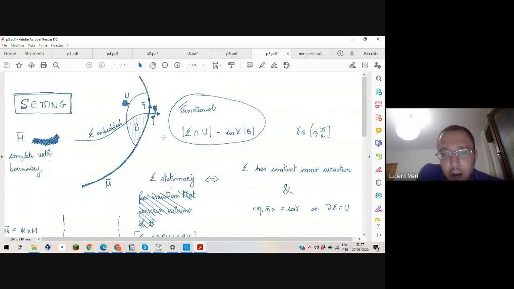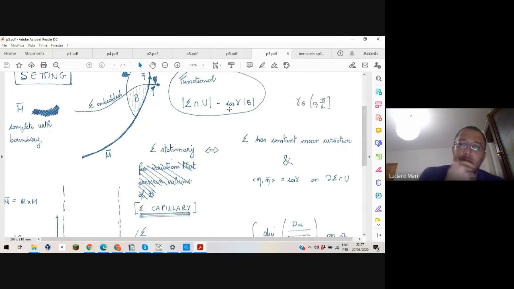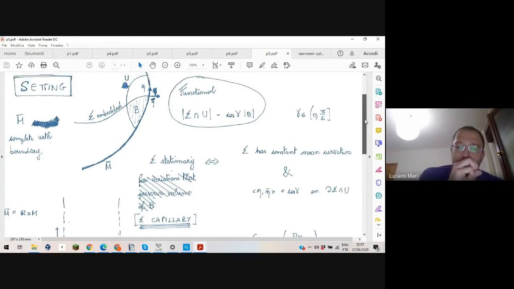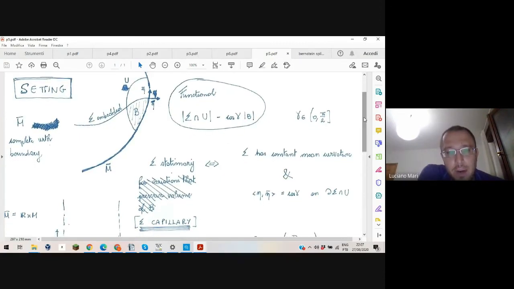And we can consider the functional measuring the area of sigma inside of U minus a coefficient times the volume of the region below. And actually, if you write this coefficient as cos gamma, with gamma in between 0 and pi over 2, so it's a value in between 0 and 1, sigma is stationary for this functional, and a stationary point is called a capillary hypersurface if and only if it has constant mean curvature and constant angle along the boundary.